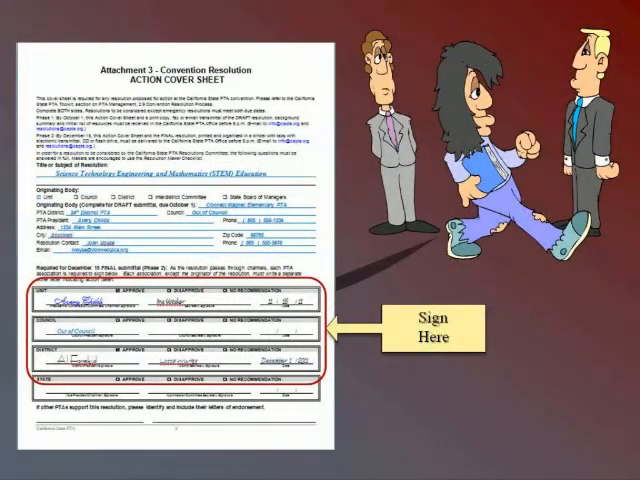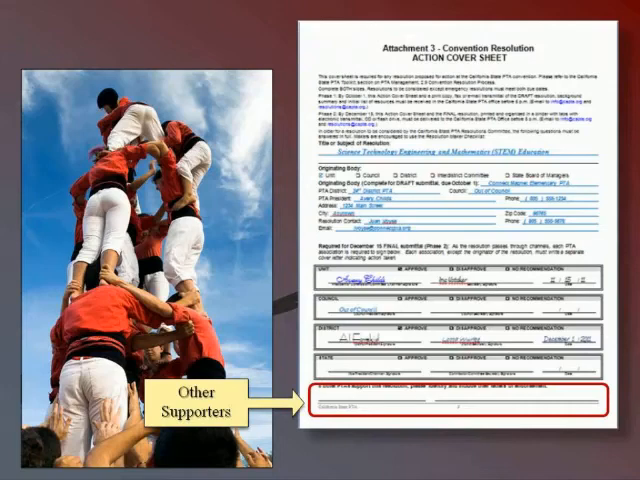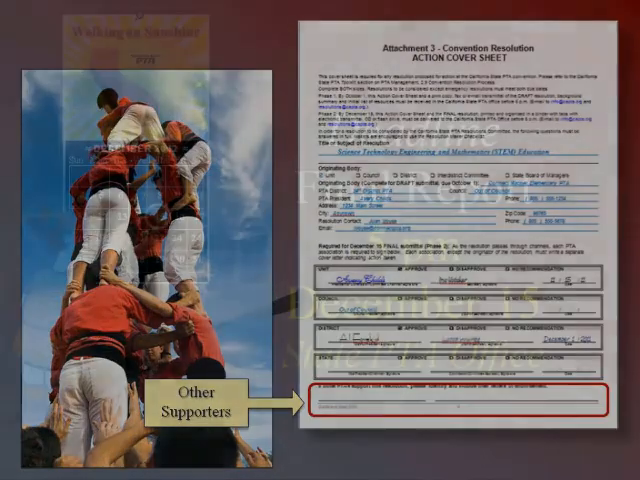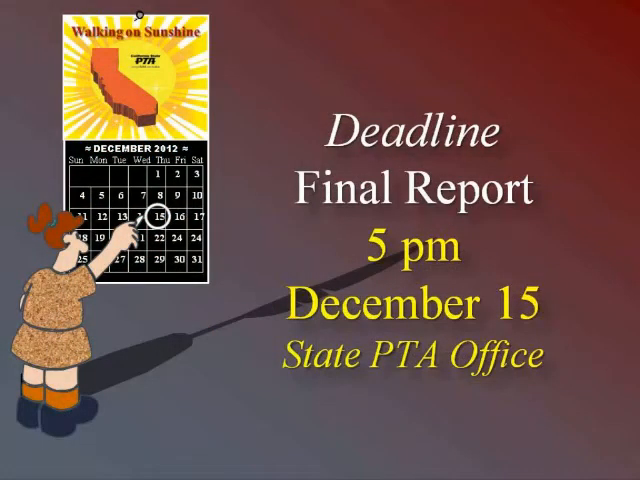Now, they do not have to agree to support your cause, but they do need to know what you're up to. You may also obtain support from other PTA associations, and they too should sign off on the final action cover sheet. The final document must be in the state PTA office no later than 5 p.m. December 15th, and if either deadline falls on a weekend, the submittal will be accepted on the following business day.